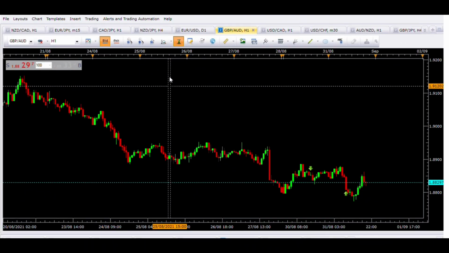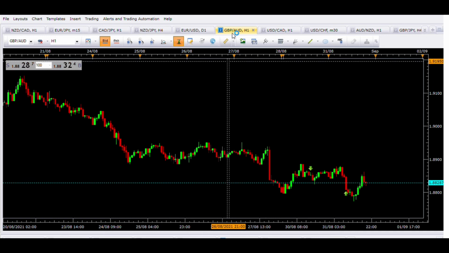So we've looked at uptrends and downtrends and how the market structure has changed. It's gone from an uptrend to a downtrend or vice versa. So now we want to look at an example of a sideways market. Again, you can find these on different time frames. All right, so then we're going to look at the pound sterling against the Australian dollar.